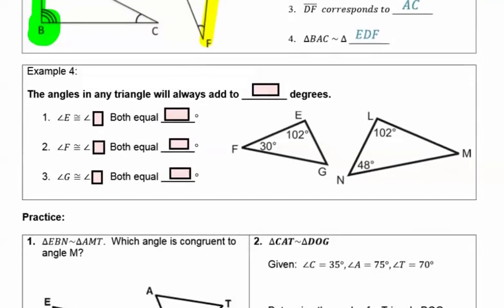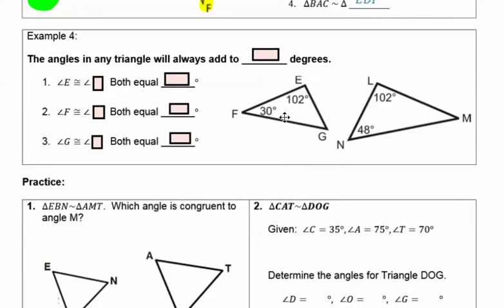All right, this next example, they tell us using the angles again, but instead of little arcs, we need to use our degrees. Because remember, corresponding angles are congruent. They're going to equal each other. As we can see, angle E and angle L are corresponding angles because they are congruent. Both of them are 102 degrees.